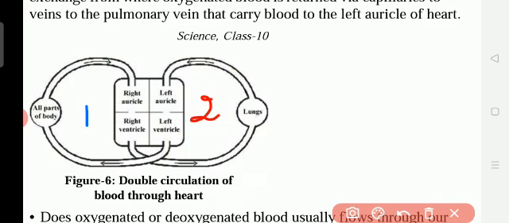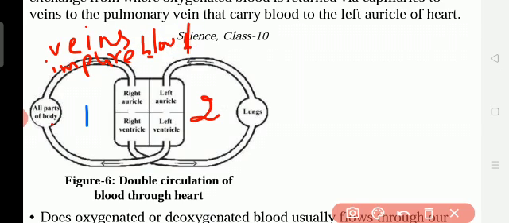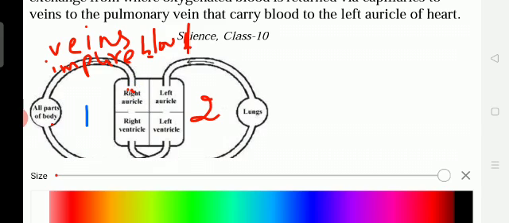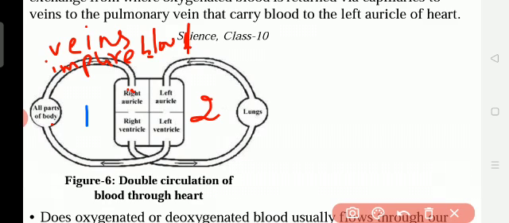From all parts of the body, which brings the impure blood to the right auricle? Veins. Veins bring the impure blood. Understand? Deoxygenated blood, or impure blood, or carbon dioxide blood, is brought to the right auricle. From the right auricle it goes to the right ventricle, and then from here it goes to the lungs.